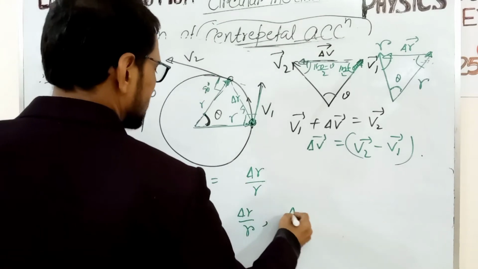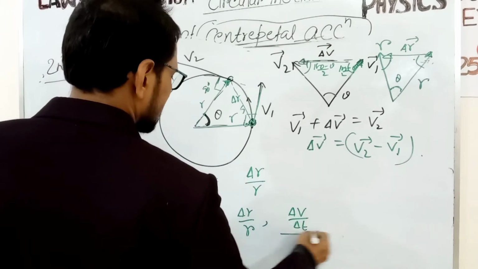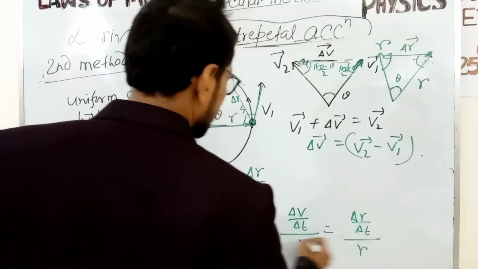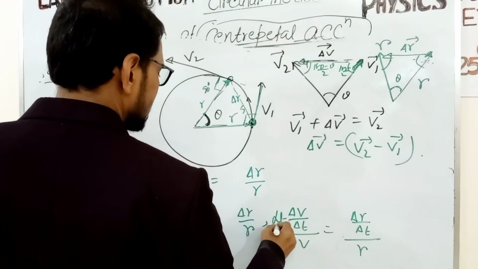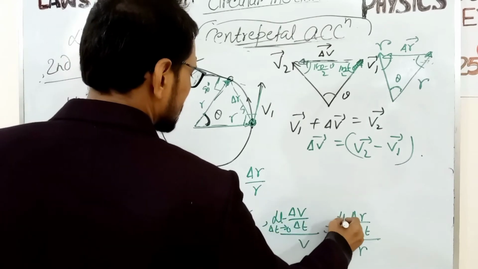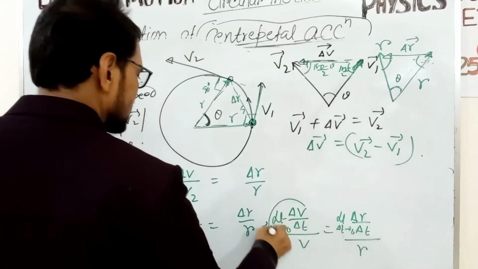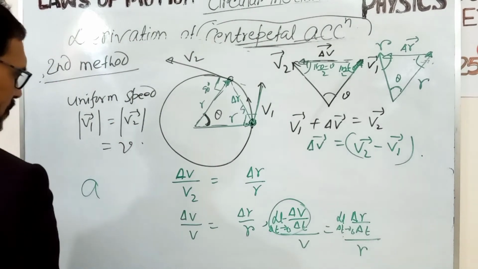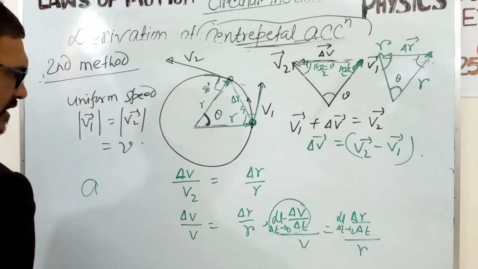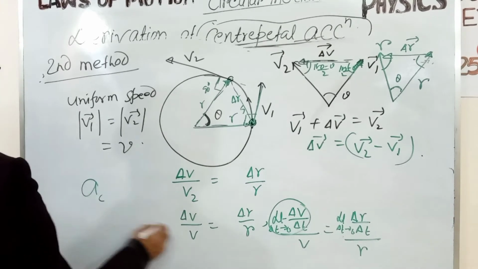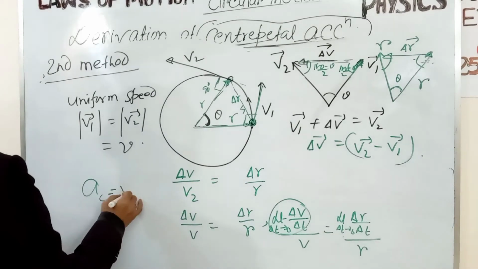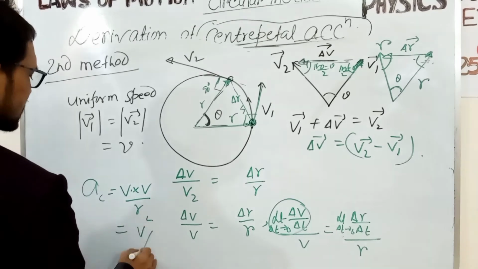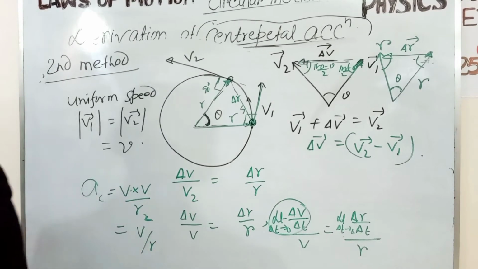Now if we divide by del t, we get del r by del t over r, and if we take the limit del t tends to 0, then this is the acceleration dv by dt. So this is called centripetal acceleration AC. This is the acceleration AC equal to v into v by r, which is equal to v square by r. So that's why we get acceleration equal to v square by r.